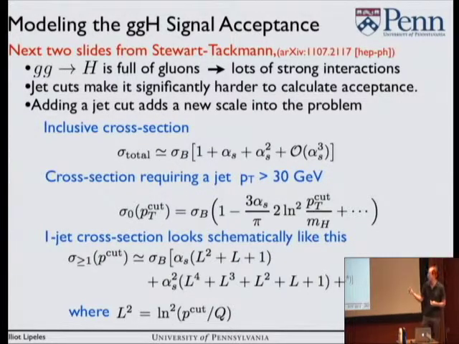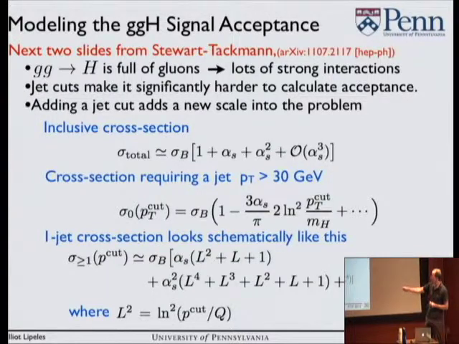And so the way you do this is you have to make a calculation, and that calculation has a large uncertainty. So I'm just going to describe an interesting note on the theory side about some work done by Stewart and Tackmann, realizing that basically everybody had underestimated the uncertainty on that extrapolation. The thing is that GGH is full of gluons, which means you get lots of strong interactions, lots of jets coming out, and the jet cuts make it significantly harder to calculate.